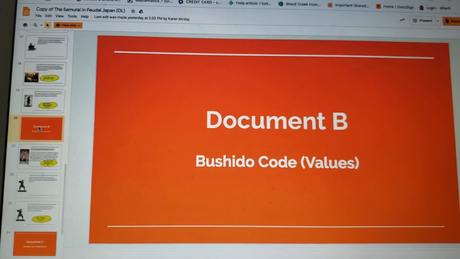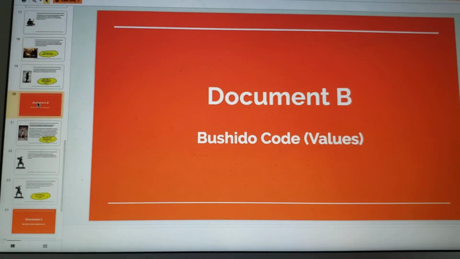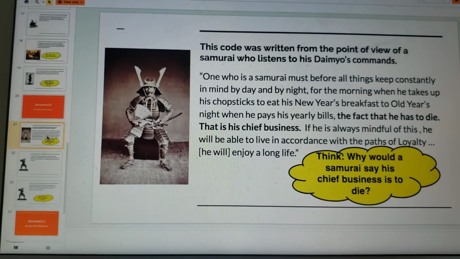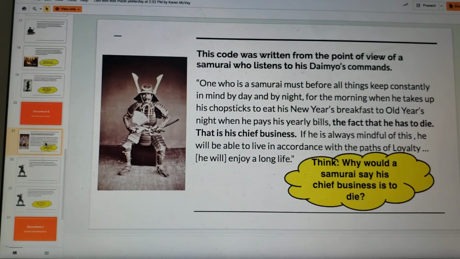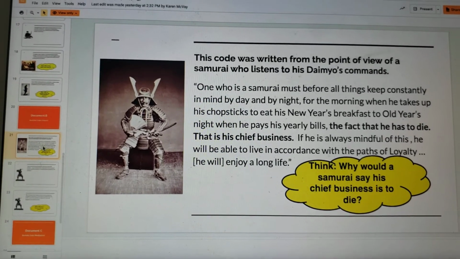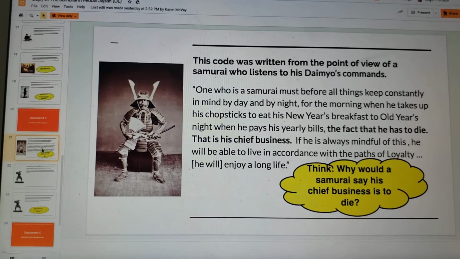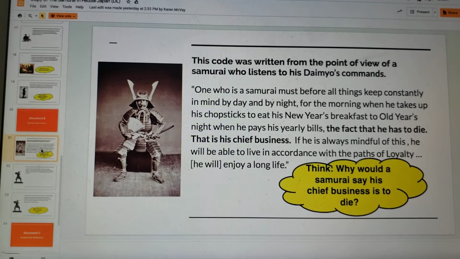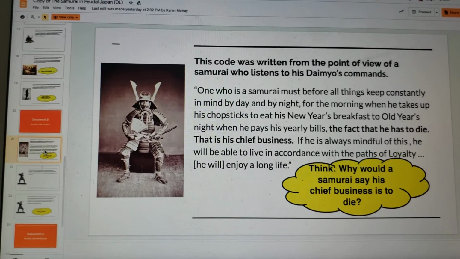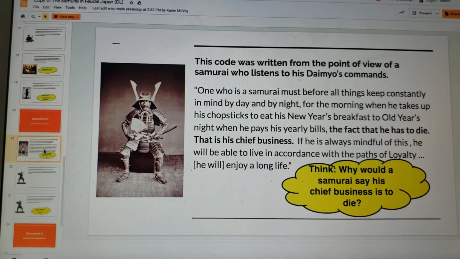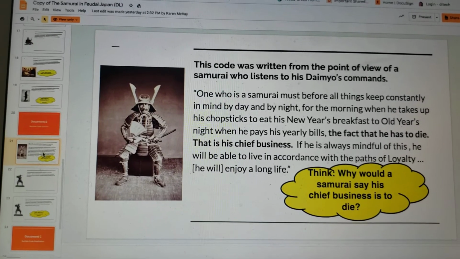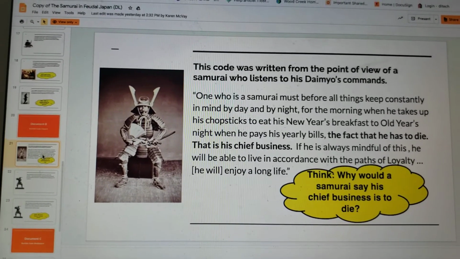All right, so here's document B. Verse 21. This code was written from the point of view of a samurai who listens to his daimyo's commands. Here's the quote. One who is a samurai must before all things keep constantly in mind by day and night, from the morning when he takes up his chopsticks to eat his New Year's breakfast, to Old Year's night when he pays his yearly bills, the fact that he has to die. That is his chief business.